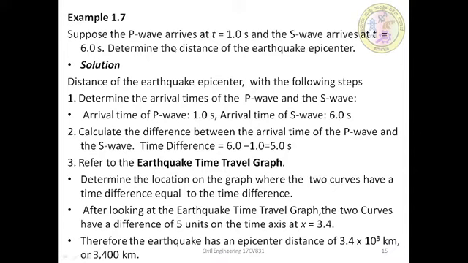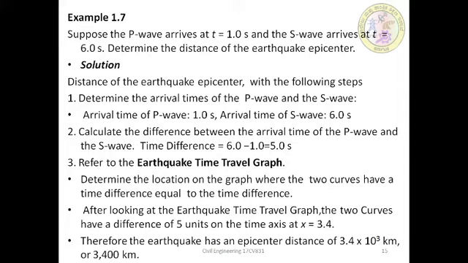Suppose the P waves arrive at t is equal to 1 second and the S waves arrive at t is equal to 6 seconds. Determine the distance of the earthquake epicenter. To determine it, the following steps are to be followed. The first one is to determine the arrival time of the P and S waves. Here it is given that the arrival time of P is 1 second and the arrival time of S is 6 seconds.